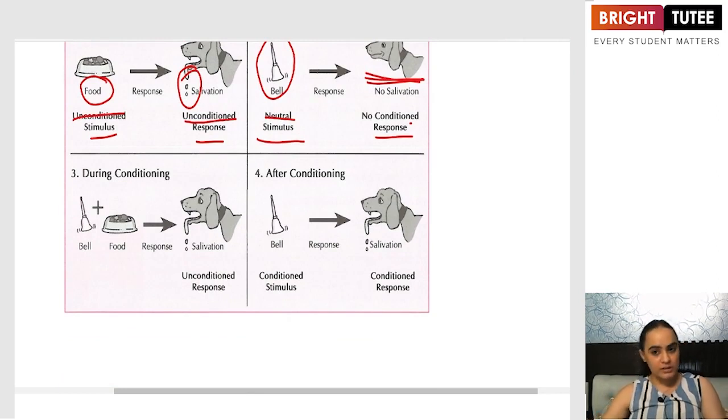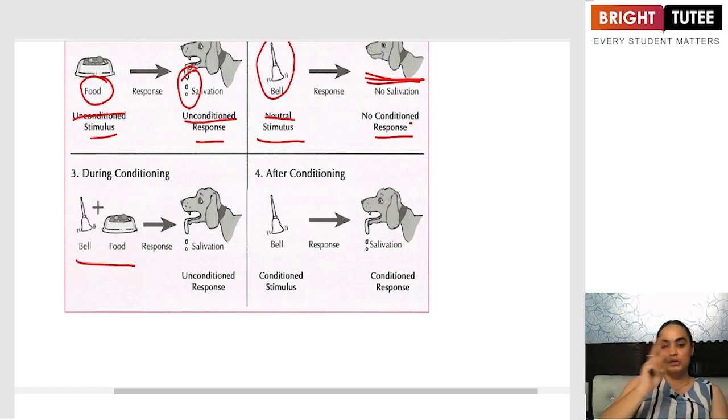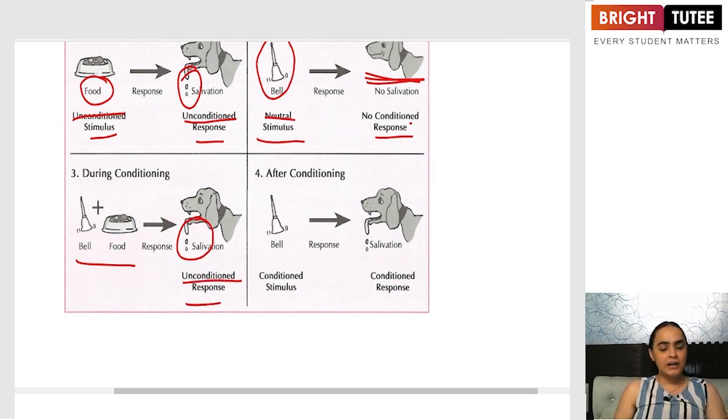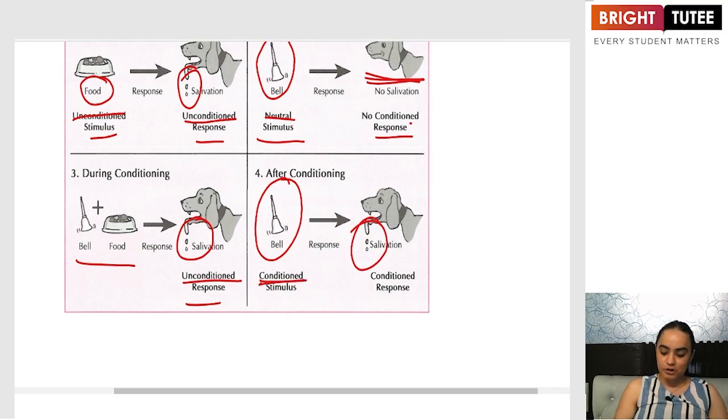The bell was rung and the food was offered to the dog. So the bell along with the food led to the salivation of the dog. This also was unconditioned. Why unconditioned? Because right now the conditioning is taking place. The dog is being trained in that manner. After the conditioning was completed, even the ringing of the bell made the dog salivate. So this is the conditioned stimulus.